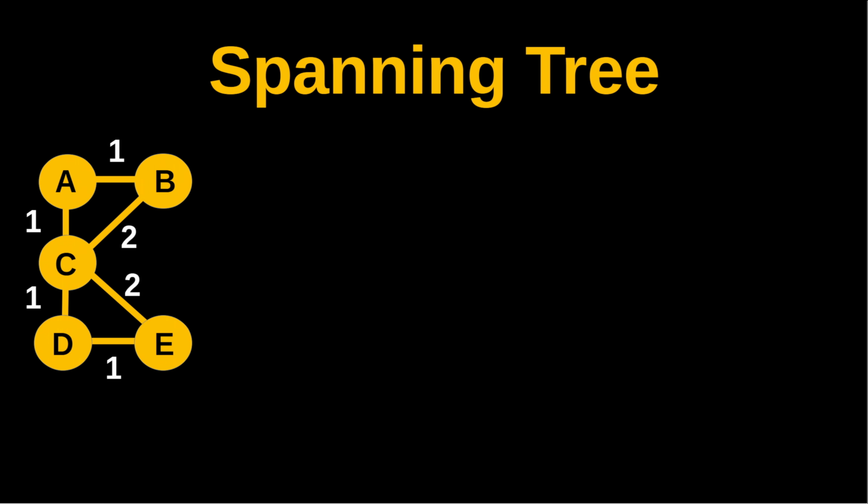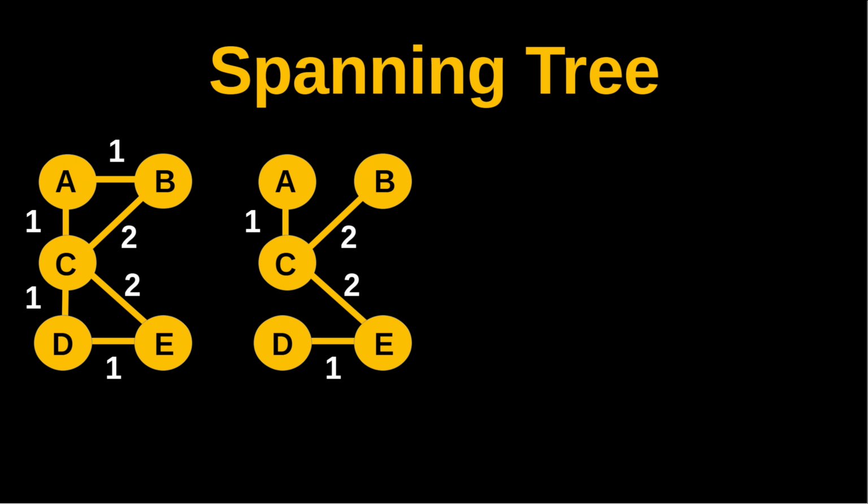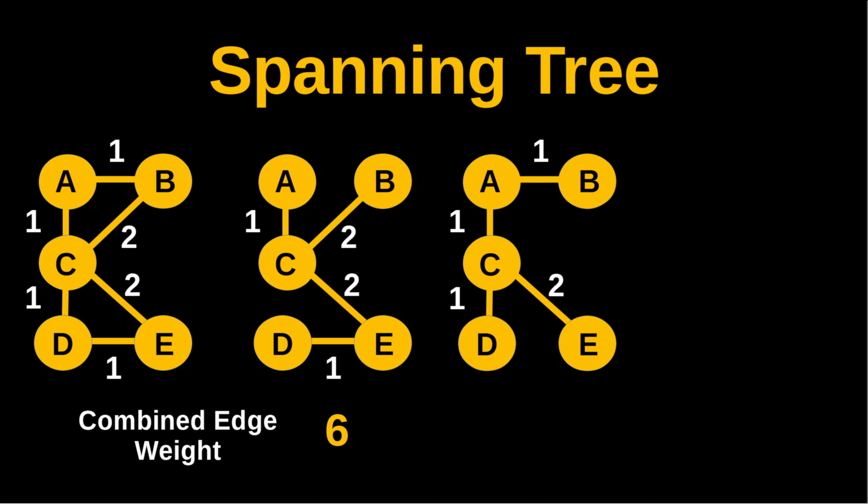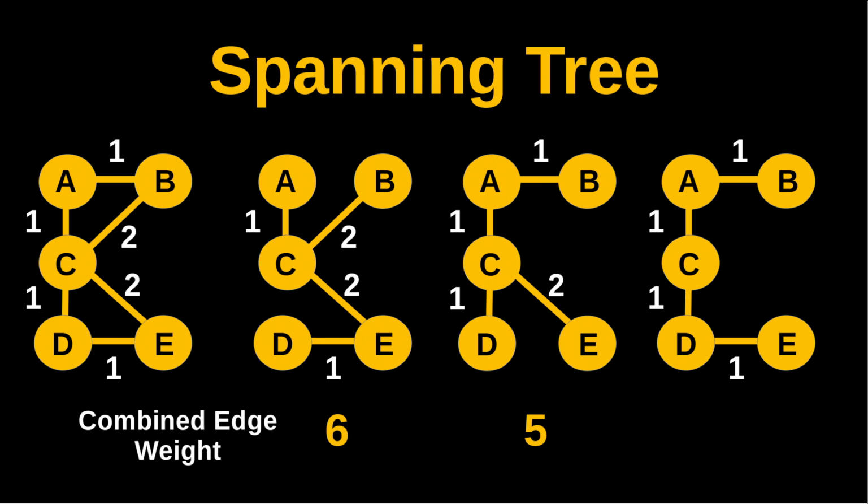When we talk about spanning trees, we are often working with a connected and edge-weighted graph. Let's take a look at this example. This will be one spanning tree. If we add the weight of all the edges together, this will have a combined weight of 6. Here is another spanning tree of the same graph, and this has a combined edge weight of 5. And here will be another spanning tree, and this has a combined edge weight of 4.